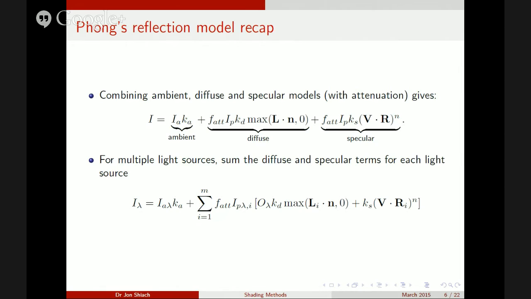Okay, add them all together. Simply combine ambient, diffuse, and specular together. I've also included FATT there, which is attenuation. So that's the further away you get from the light source, the less light would fall on the surface. And if you have multiple light sources, which you invariably do, you just sum the diffuse and the specular terms. The ambient term is set the same for everything, it doesn't matter how many light sources you have. But for multiple light sources, you can see we've got a summation over m light sources.